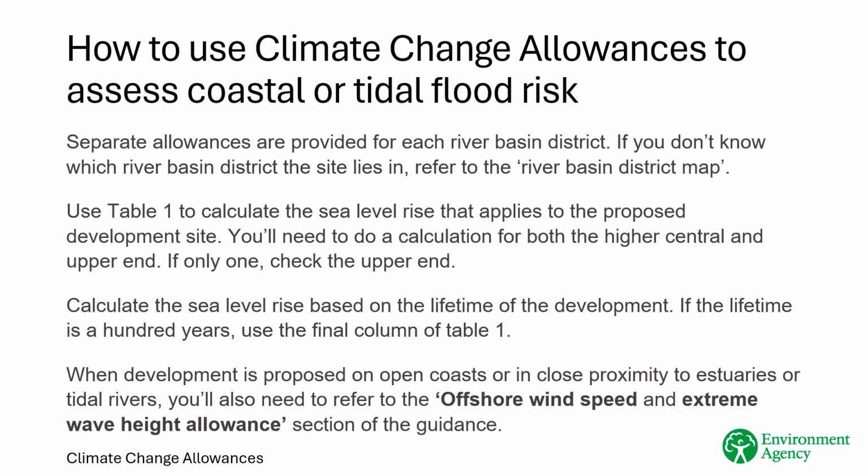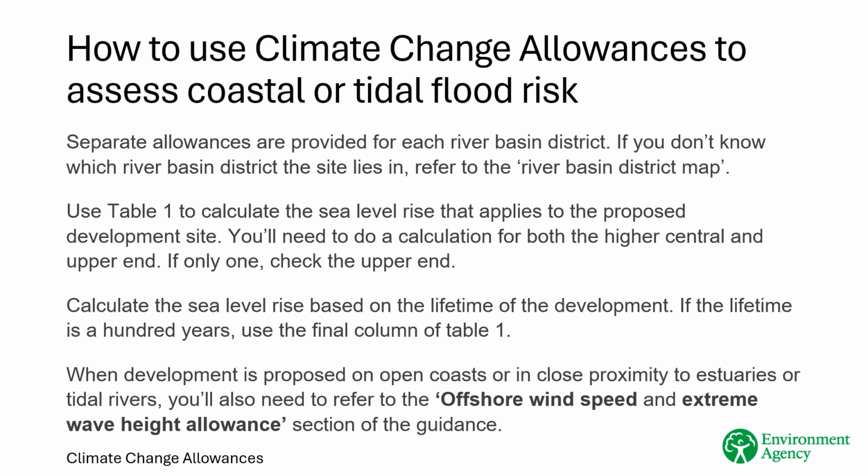Separate allowances are provided for each river basin district. If you don't know which river basin district the site lies in, follow the link to the river basin district map. Once you've found the correct river basin, use Table 1 on the .gov.uk webpage to calculate the sea level rise that applies to the proposed development site.